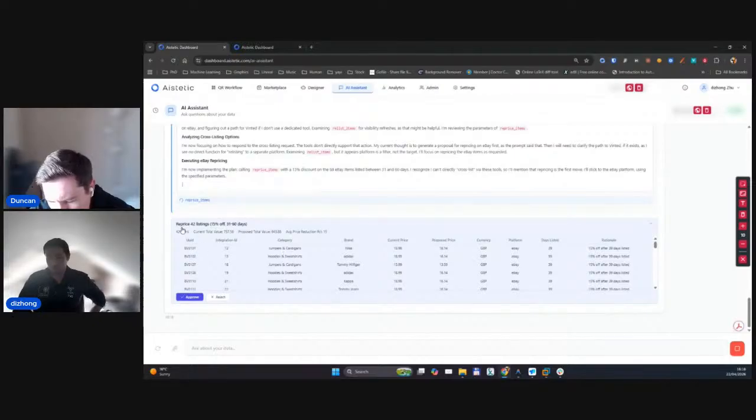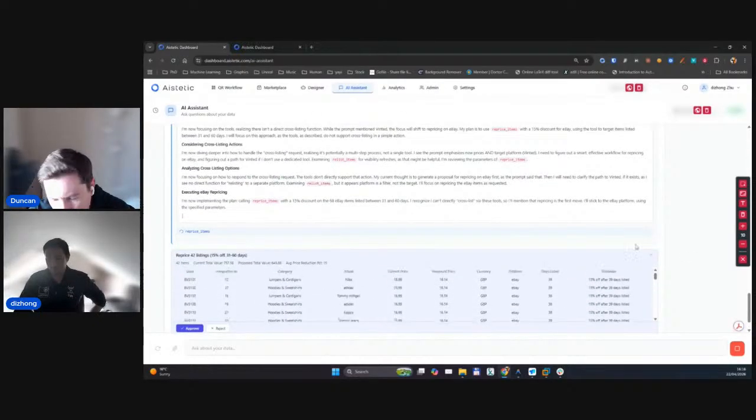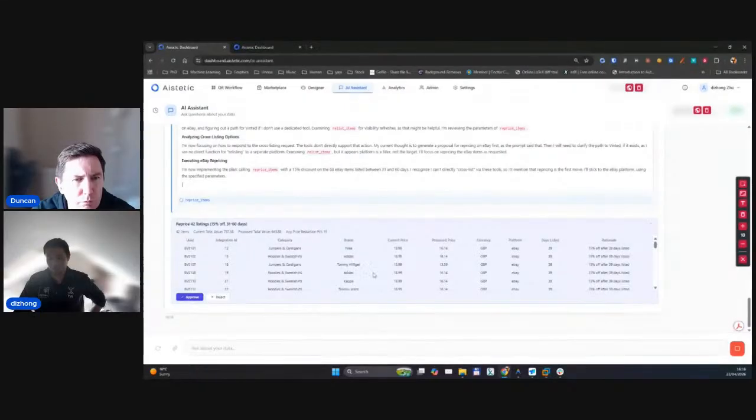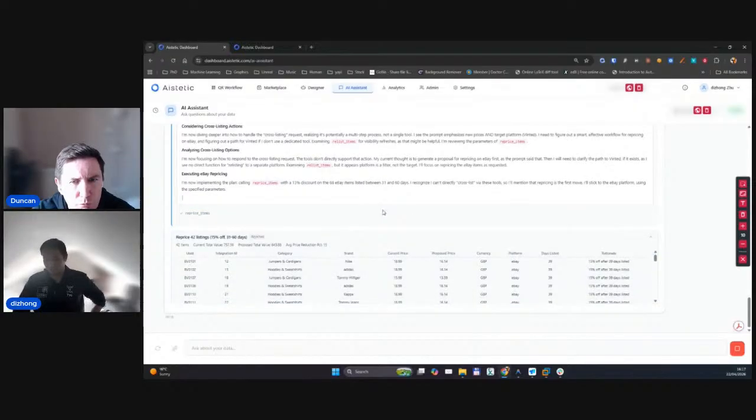So mainly, you can see, okay, these are the items you can reprice. You can see there's a current listing price, and that's what AI suggests to reprice the items. You can see how much percentage has been dropped and how long it's been listed. So once you click approve, it will adjust the price for you, then you relist. Okay, so I'm not going to do it now, just reject.